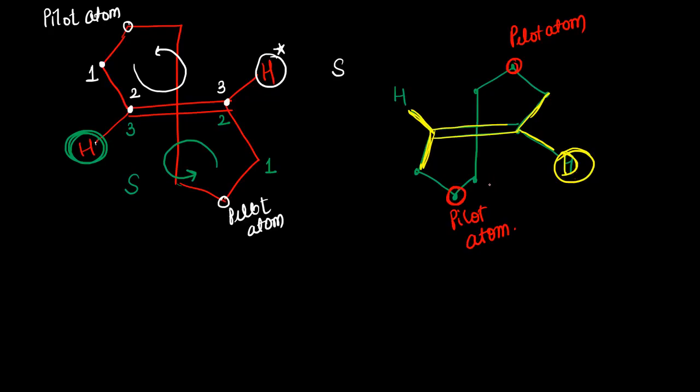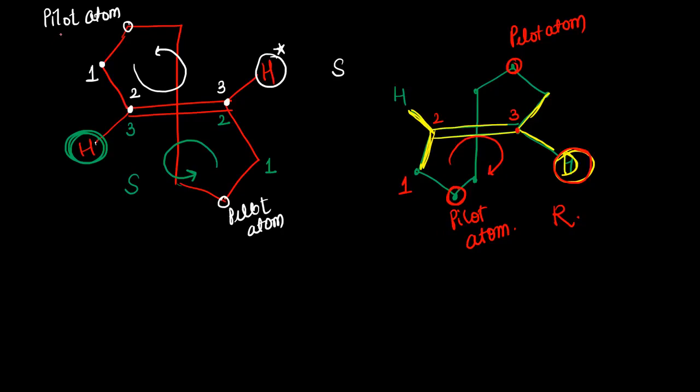Okay, so start numbering from this side. So how to start? This is first, this is second, this is third, and on this third carbon, this one hydrogen deuterium is attached. So here draw an arrow 1, 2, 3. It is going clockwise. So what is the configuration? It is R. Okay, so in this way you can find out configuration in cyclooctene system. Okay, so this is very simple.